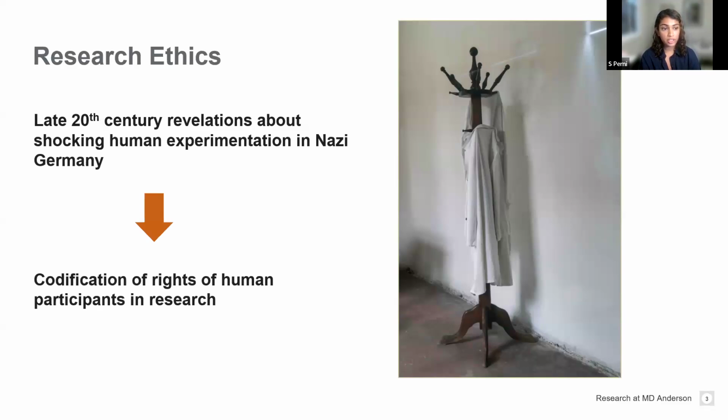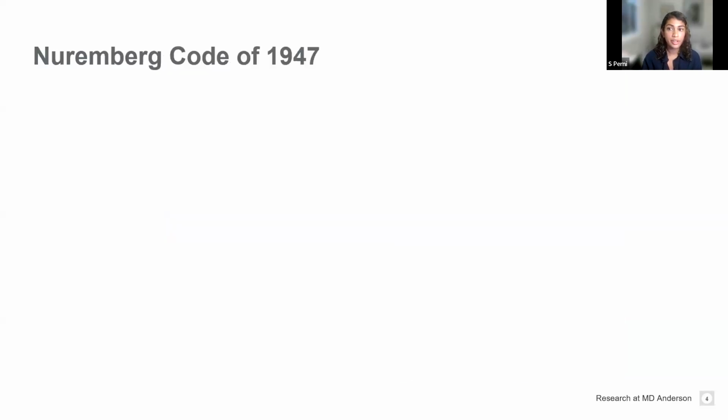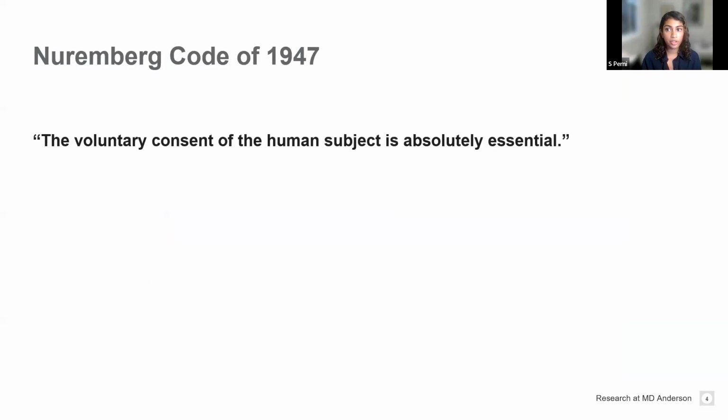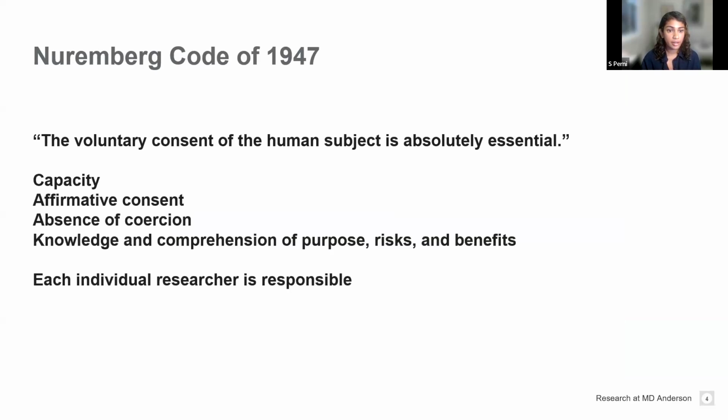And this sparked a movement toward the codification of the rights of human participants in research, and led initially to the Nuremberg Code of 1947, where it was discussed that the voluntary consent of the human subject is absolutely essential. It also described, as I'm sure everyone here is familiar with, what is important when we think about this principle of informed consent.